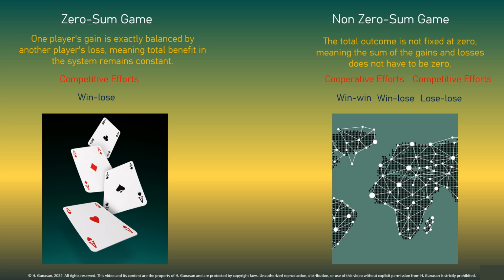In summary, zero-sum games are purely competitive with fixed outcomes where one player's gain comes at the expense of another, while non-zero-sum games allow for a variety of outcomes, ranging from mutual benefit to mutual loss. Understanding these concepts helps players navigate strategic decisions in both competitive and cooperative settings, providing valuable insights for decision-making in business, economics, and beyond.